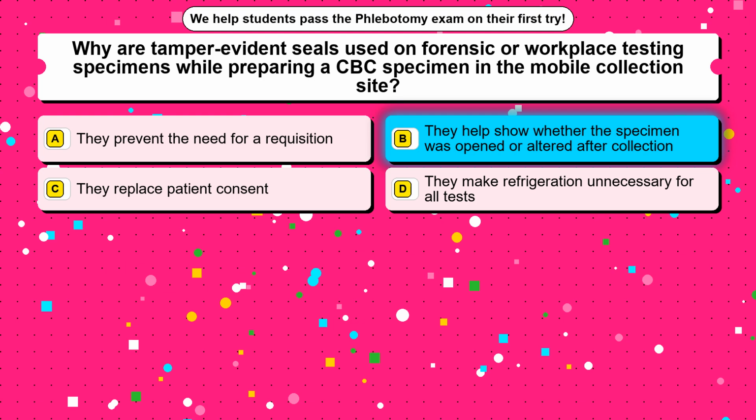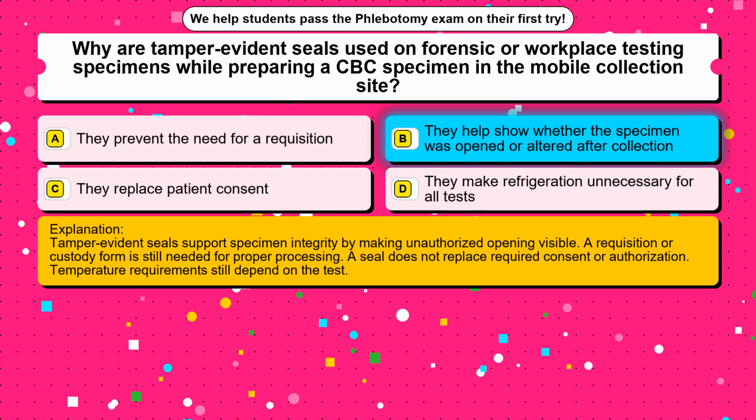The correct answer is option B. They help show whether the specimen was opened or altered after collection. Tamper-evident seals support specimen integrity by making unauthorized opening visible. A requisition or custody form is still needed for proper processing. A seal does not replace required consent or authorization. Temperature requirements still depend on the test.